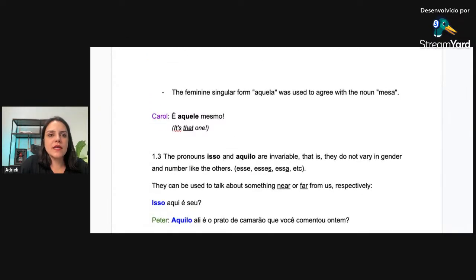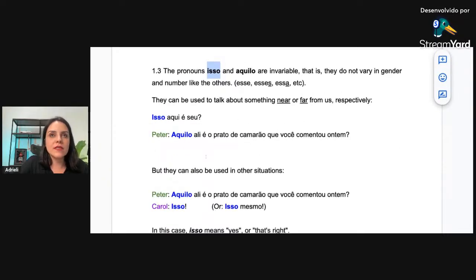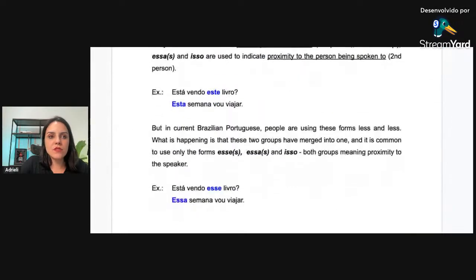Isso e aquilo, they have the same uses. Isso to indicate proximity, aquilo to indicate something that is far. All right, but the difference is that they are invariable. Okay, they don't vary in plural and singular. They don't vary in gender, feminine or masculine. Okay, they have no gender. They are only in this form. Just to remind you guys what we talked about.